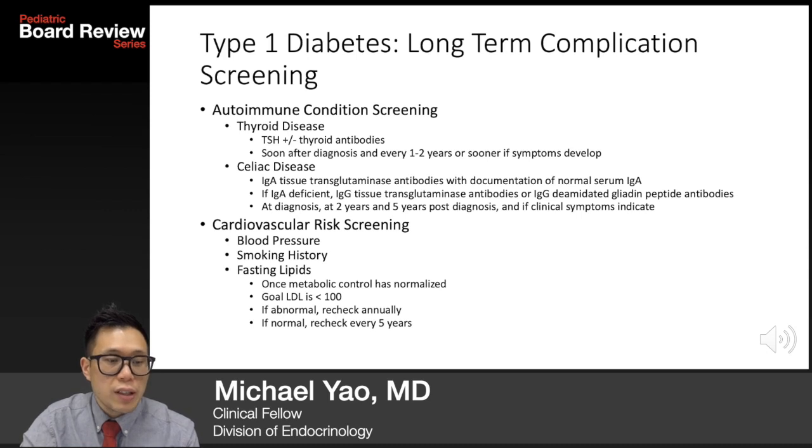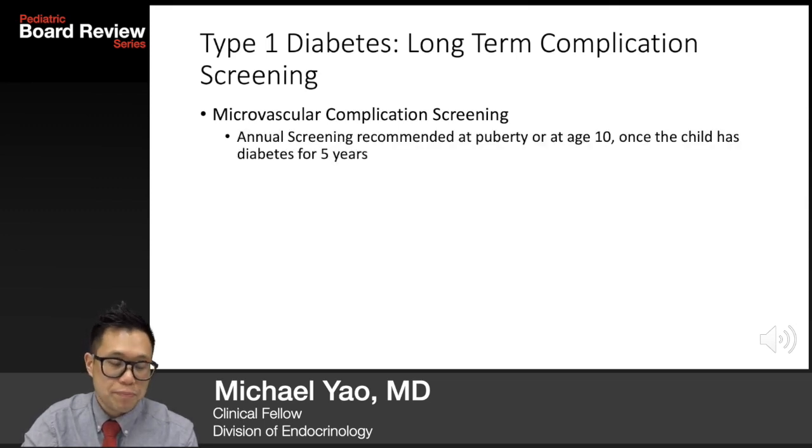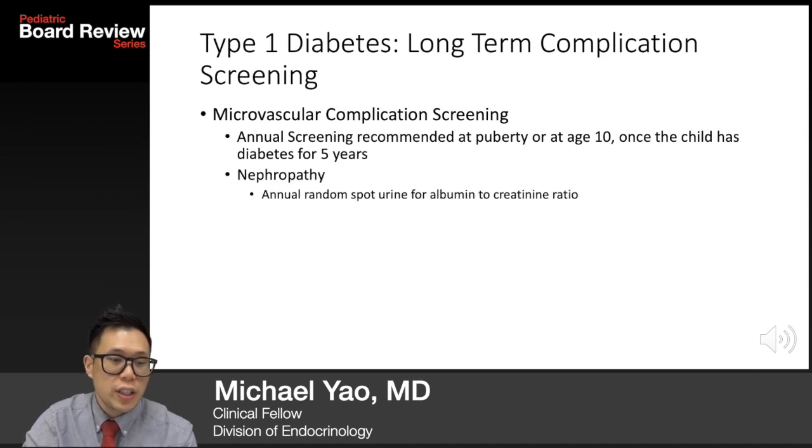Cardiovascular risk screening is done with blood pressure at each follow-up visit, a smoking history, and fasting lipids. Once metabolic control is normalized, we do recommend that fasting lipids are checked. Our goal LDL is less than 100, and if abnormal, we recommend to recheck fasting lipids annually, and if they're normal, you can recheck fasting lipids every 5 years.